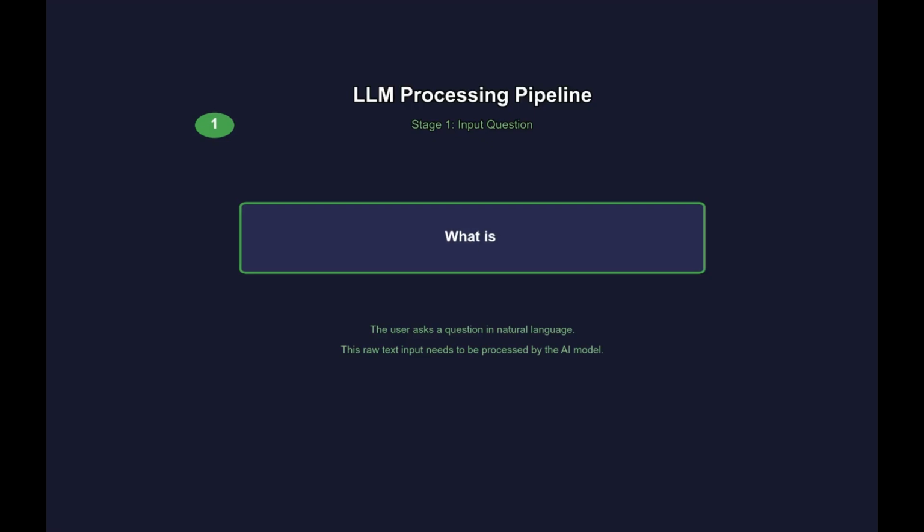When you ask a large language model a question like, "What is the capital of India?" you're starting an incredible journey of artificial intelligence. This simple text represents human language in its natural form: words, sentences, and meaning that we understand intuitively. But for a computer to process this information, it needs to be transformed into something it can work with. The AI model receives your raw text input and prepares to break it down into processable components.